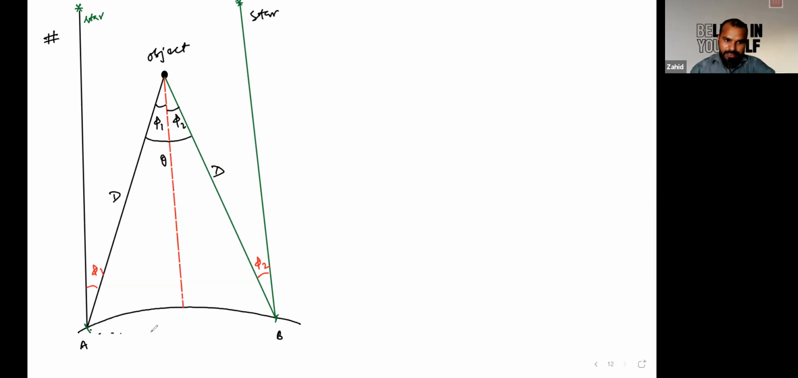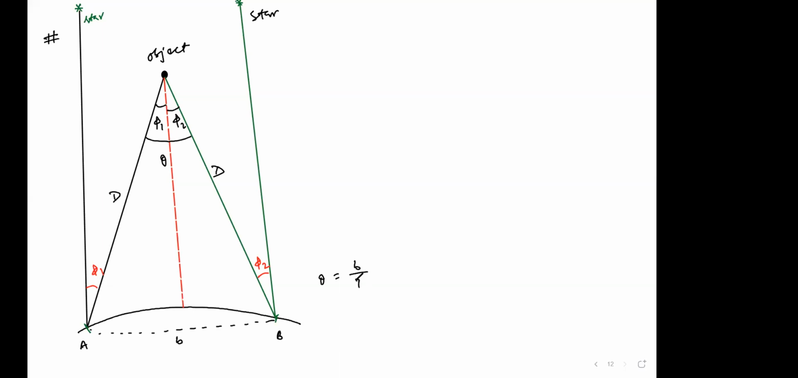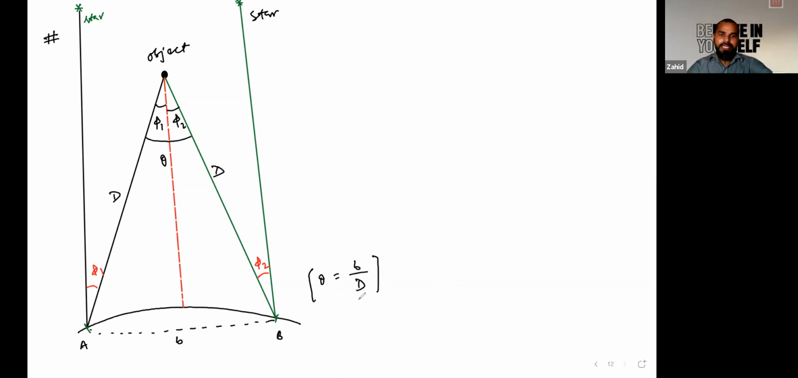Now, the distance between the two points would be d, and the distance between these two points, let's say, is the basis, B. Is it quite similar to the previous one? From this we can define theta equals length of arc by distance. By knowing any two values, we can calculate the third one. This is your first part of using parallax.